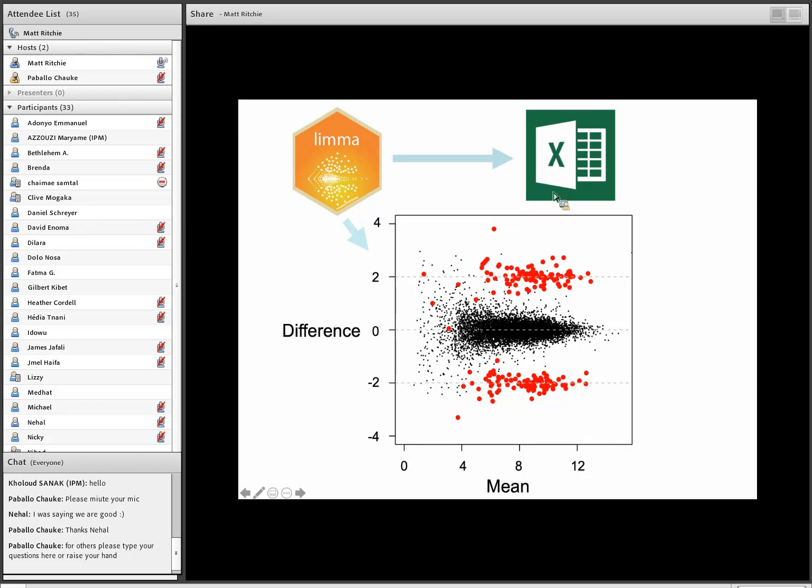But there's a disconnect between the spreadsheet or the table that you send your collaborators and this plot, and often our collaborators are really interested to find out what some of these genes on this plot are, and obviously it's hard to match up the information in the spreadsheet with the plot.